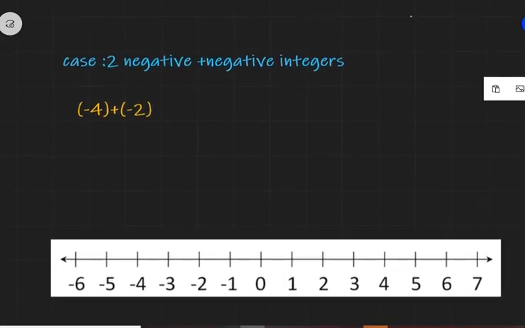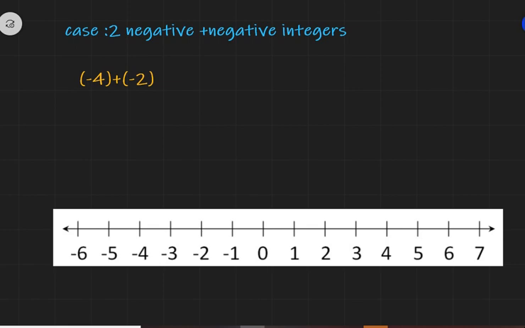Next, case 2: if we have to add a negative integer to a negative integer. As we have done in the previous one, we first locate the position of the first number. So, we have minus 4. We start from 0. Minus 4 means we are on the left side of the number line. So, this is minus 4 plus minus 2. We have to add minus 2.